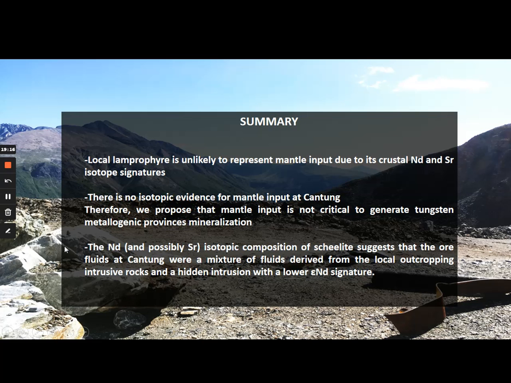In conclusion, one, the local Lemprofire dike is unlikely to represent a metal input in the area due to its crustal neodymium and strontium signatures. And two, there is no evidence of metal input at Contact, so we propose that metal input is not critical to generate tungsten mineralization. The neodymium and possibly strontium isotopic composition of scheelite suggests that the ore fluids at Contact were a mixture of fluids derived from the local outcropping intrusive rocks and a hidden intrusion with a lower epsilon neodymium signature.